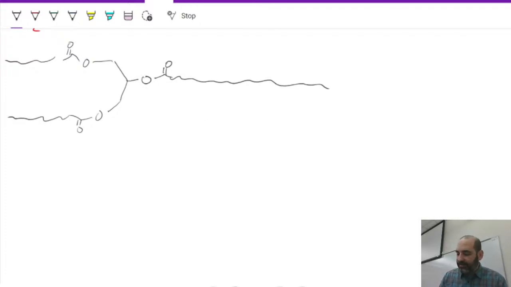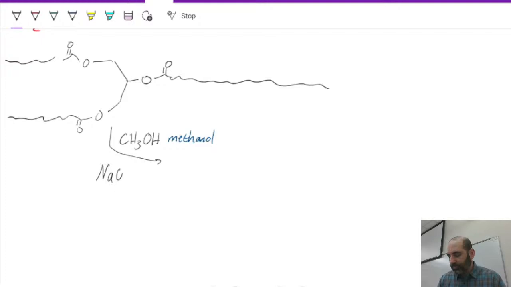And we're going to react that with methanol, which is the formula CH3OH, and then also NaOH, which is sodium hydroxide.